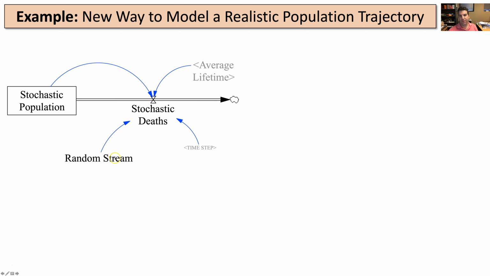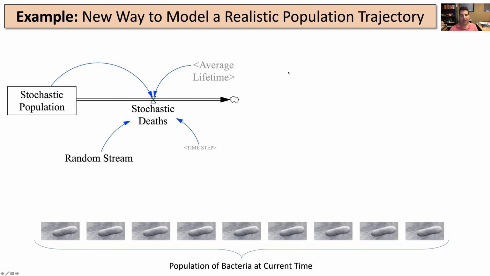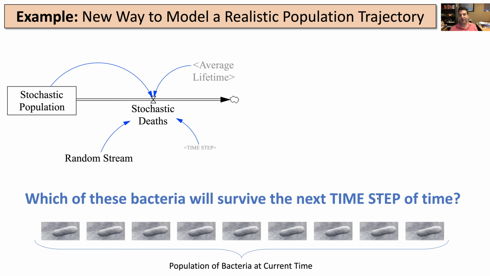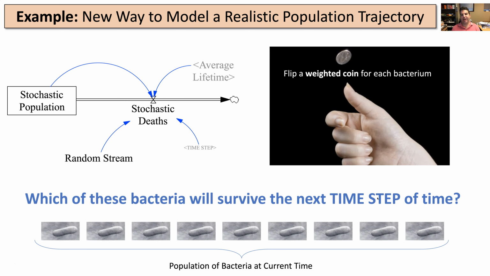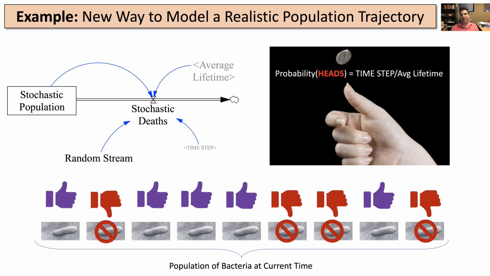So this could be a number, 0, 1, 2, 3. This is saying inside the computer, do I want the sequence indexed with 0, with 1, and so on. And then our average lifetime comes in as before. So the idea here is I start with a certain count of bacteria, and what I want to do is say which of these bacteria will survive to the next time step. And so the way I'm modeling that is by flipping a weighted coin, an unfair coin, for each bacterium. The idea is that the probability that the coin comes up heads is the probability that a bacterium will die in the time step.